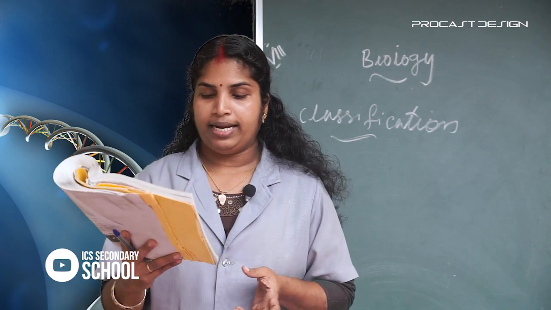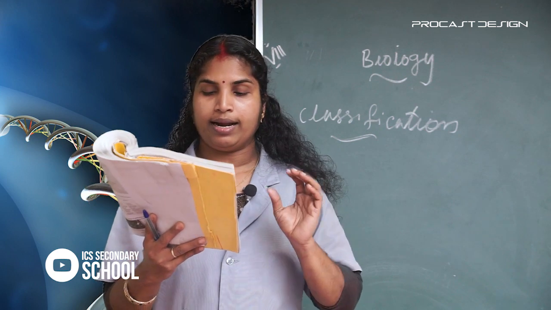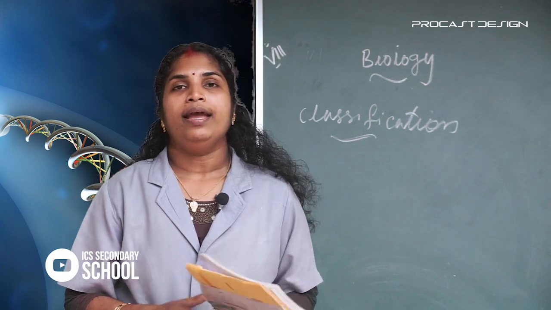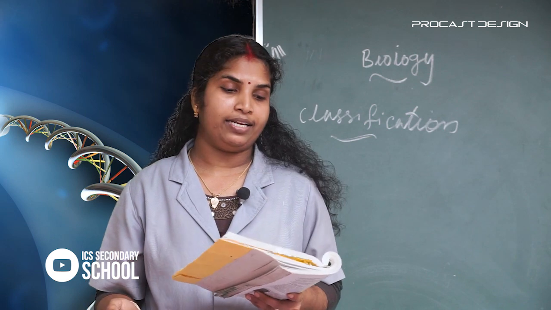Complete the worksheet and identify the level of classification. Please take your textbook and note. Kingdom Animalia, phylum Chordata, class Mammalia, order Carnivora, family Felidae, genus Felis, species domestica. This is our domestic cat. Next, please, taxonomy hierarchy of the plant.